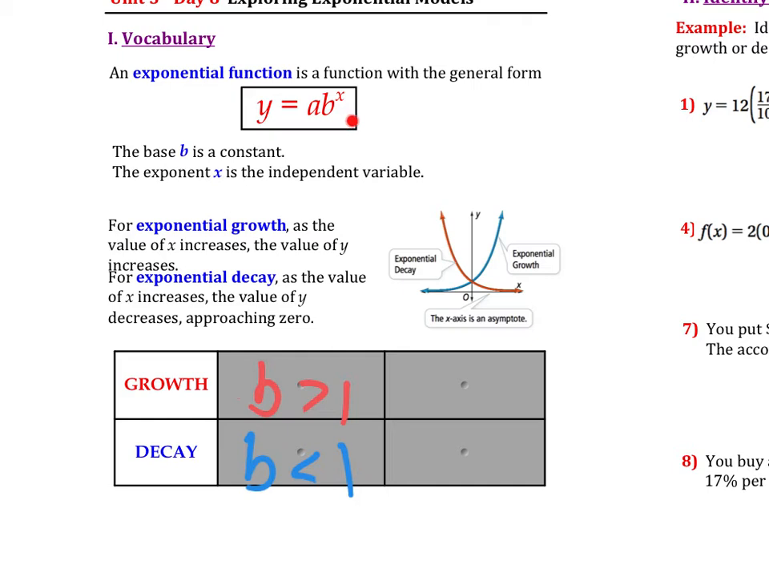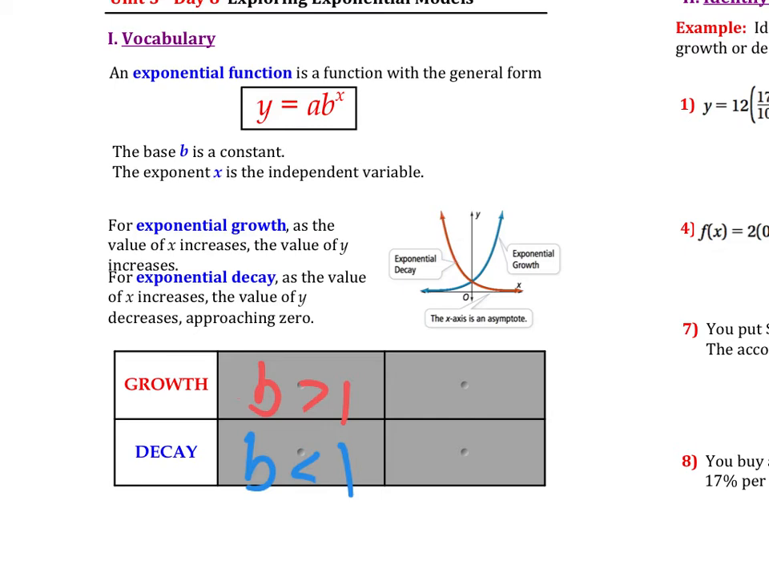And then x is going to be the independent variable that will determine our output for y. For growth, as x increases, the y value also increases. So here in blue, we have an example of growth. And for decay, as x increases, y decreases. So here we have, in red, an example of decay.